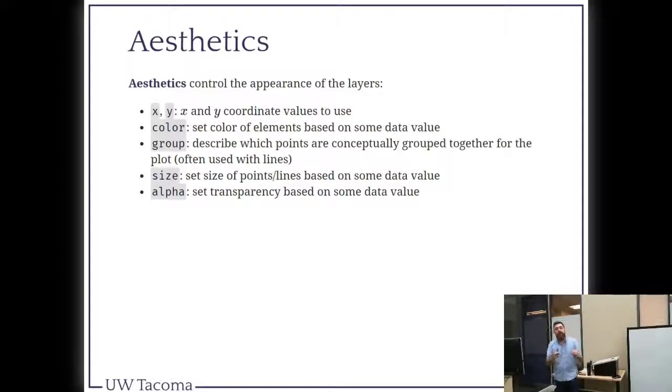Group does not change the appearance directly of anything, but group will determine how individual sets of observations are linked in some way. So let's say you have a big scatter plot, with time on the x-axis and some value on the y-axis, but you want to draw lines through each individual, say, country's observations. You group by country, and it knows then to draw the lines through those observations correctly. It's just a way to inform ggplot how the data are grouped. Size would change the size of points or lines based on some value in your data, or you could manually set them. Maybe you want them bigger than default or smaller than default. And alpha sets the transparency based on some data value. I'll show examples of all of these multiple times throughout this talk.